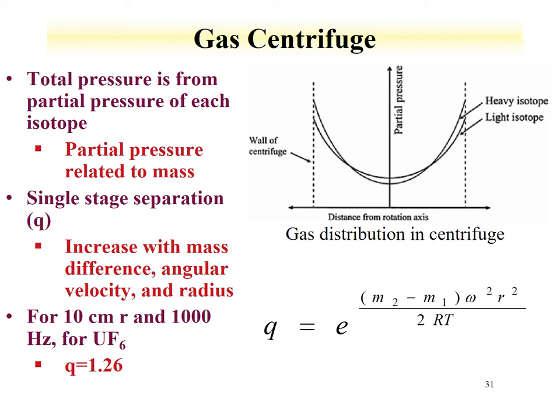Now, compared to this stage separation Q that we looked at for the diffusion system of 1.004, for a gas centrifuge it is much higher. For a system of a 10 centimeter radius and a frequency of 100 hertz for uranium hexafluoride, Q is 1.26. So this Q is increased greatly by using the gas centrifuge.